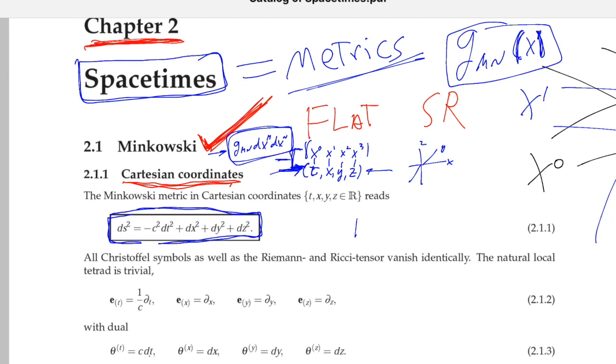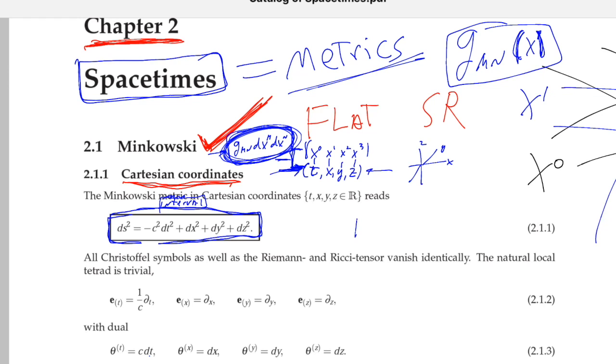What are they trying to show us here? Well, the first thing they jump on is this thing called the interval, right? ds squared is the space-time interval, and this is how you calculate an infinitesimal piece of space-time interval. But look what they say. The Minkowski metric in Cartesian coordinates reads this. They don't say the Minkowski interval, right? They say the Minkowski metric. So what gives? Well, what gives is that they're leaning on this. They think you know this by heart. And of course, you do, right?